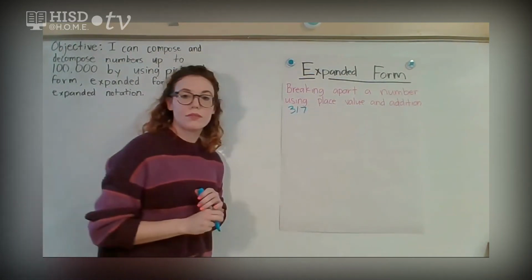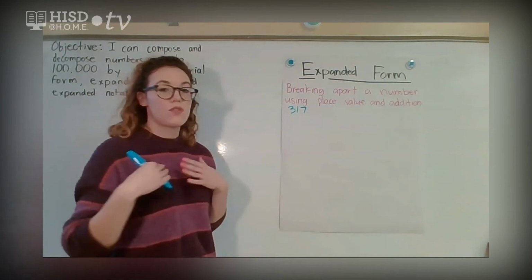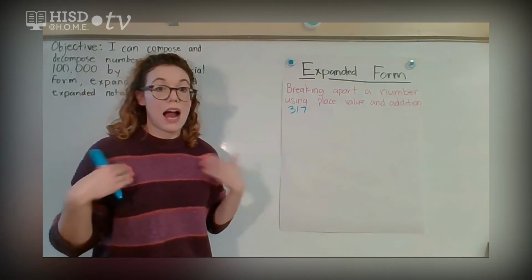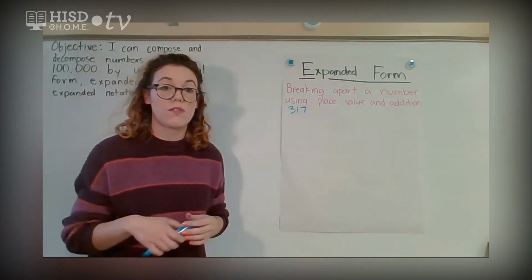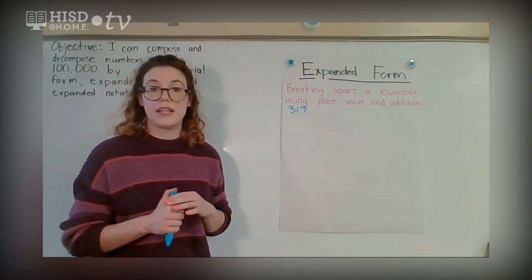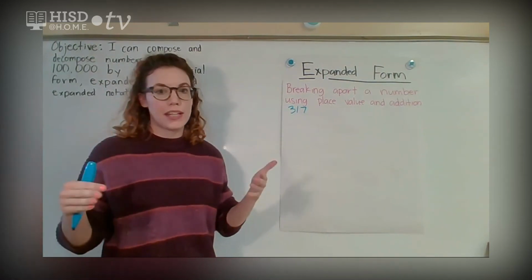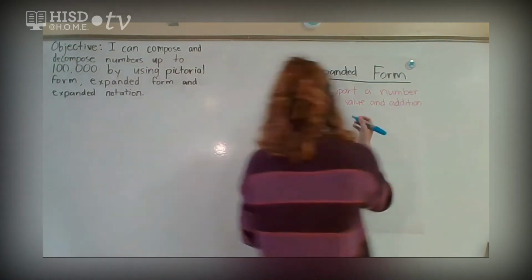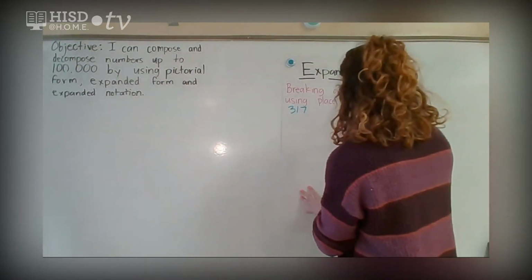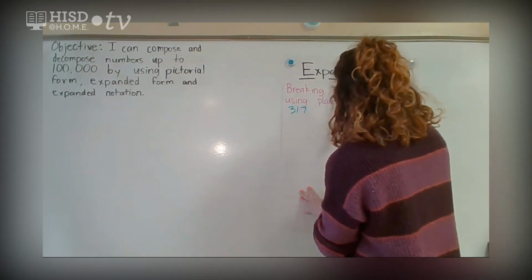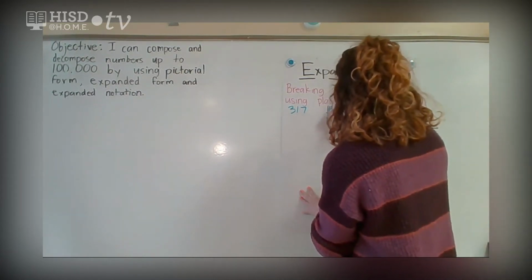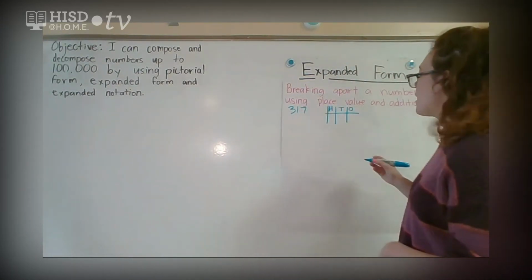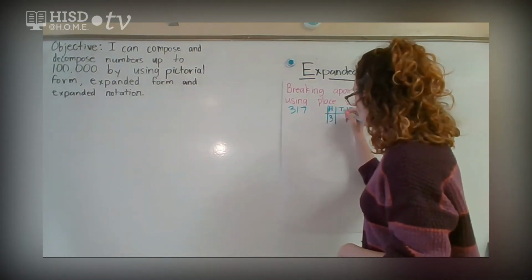317 is my example. Before I do anything, Miss Robinson knows I need to put it in a place value chart. Yes, maybe I know how to take this apart because I've been doing this for a long time, but we always put it in a place value chart because that helps us make sure we're getting the correct answer. So I'm going to write that place value chart. We have our ones place, our tens place, and our hundreds place. And if we needed to, we could add more place values to that, but I know I'm only going to the hundreds today. I'm going to put my number in, 317.